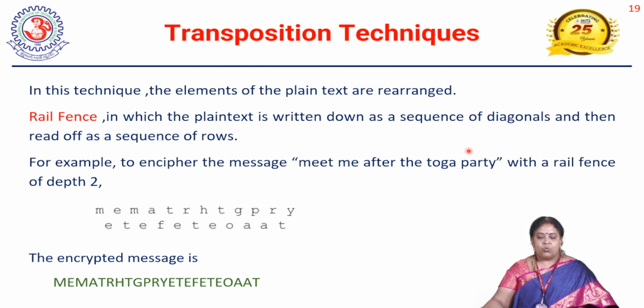One of the techniques we use here is the rail fence. What happens here? The message is written as a sequence of diagonals. For example, "meet me after Toga party" is a message. How are we going to write it in a diagonal line?